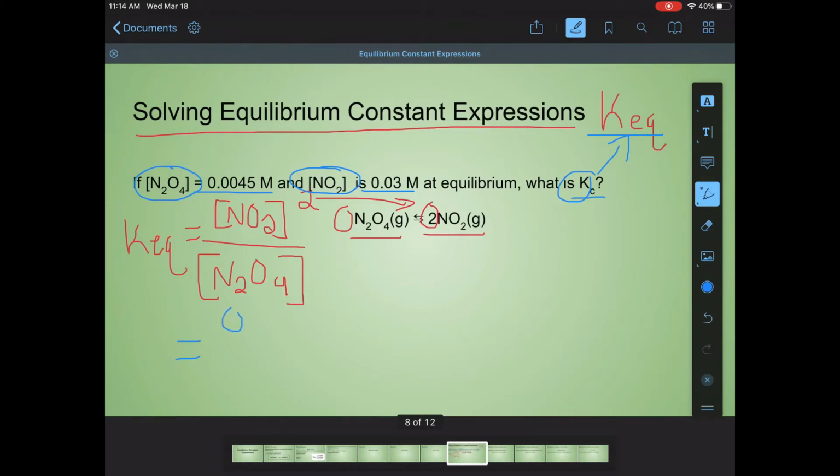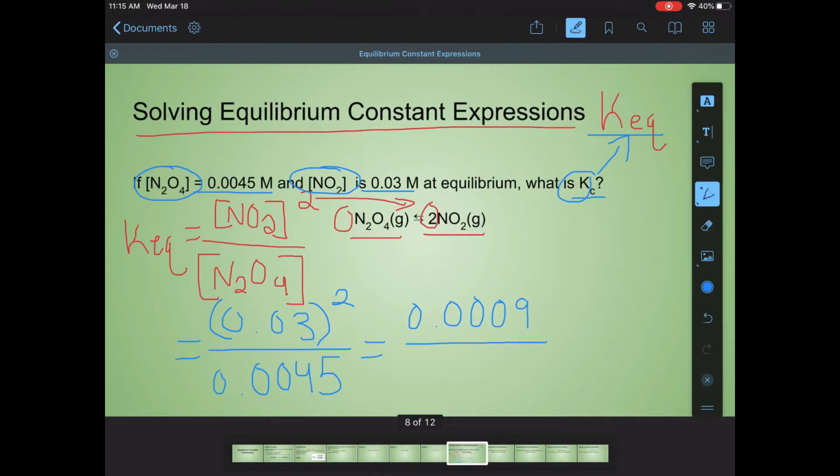NO2 is 0.03 and that was squared. So we're going to put that like that, divided by 0.0045. And then I'm just going to simplify, and that's all we're going to do here. So I'm going to take 0.03 and square it, and I'm going to get 0.0009, and that's divided by 0.0045. And once I do that in my calculator, I'm going to get 0.2.